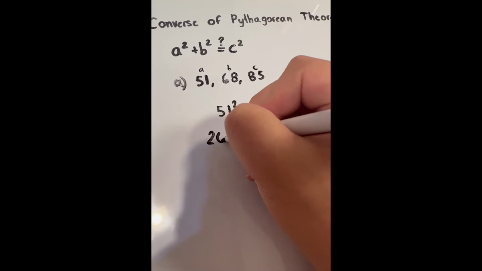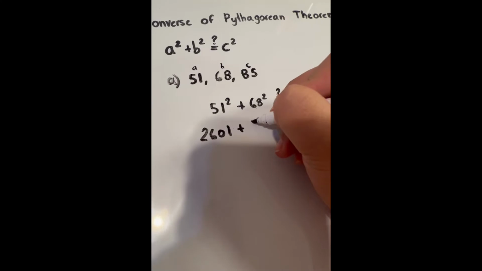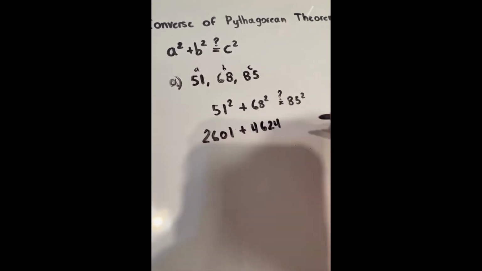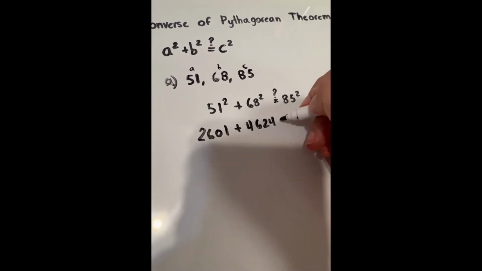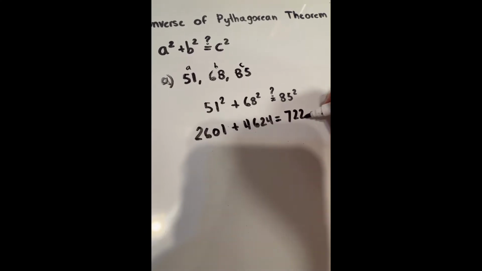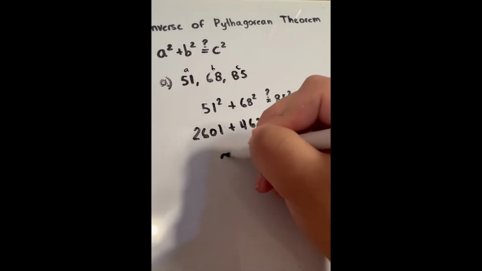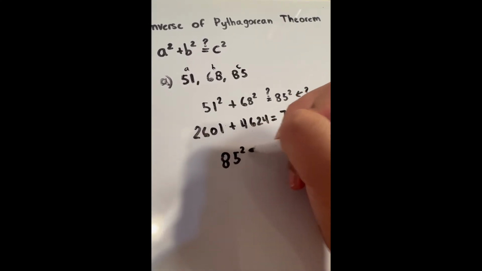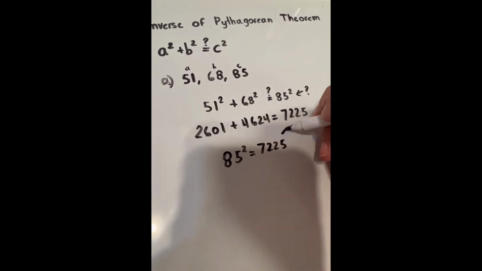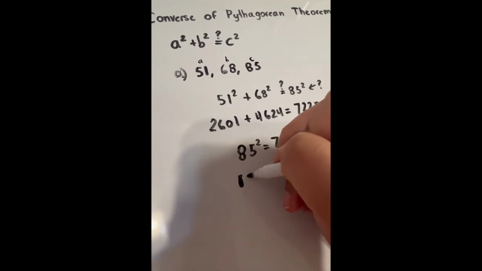So now we need to solve and make sure that this is correct. So 51 squared equals 2,601. 68 squared equals 4,624. And now we're going to add these numbers, which gives us the answer of 7,225. But we need to make sure that 85 squared gives us this as well. In this case, it does give us the same answer. Therefore, those three lengths are indeed the sides of a right triangle.